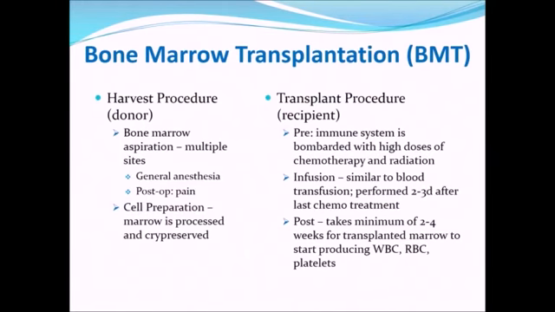On the recipient side, before we can infuse that bone marrow, we have to completely destroy their immune system. If you leave any aspect of their immune system intact, it's going to reject, okay? You want it to be able to accept the new bone marrow cells. So their system is bombarded. High doses of chemo, high doses of radiation, destroying the entire immune system.